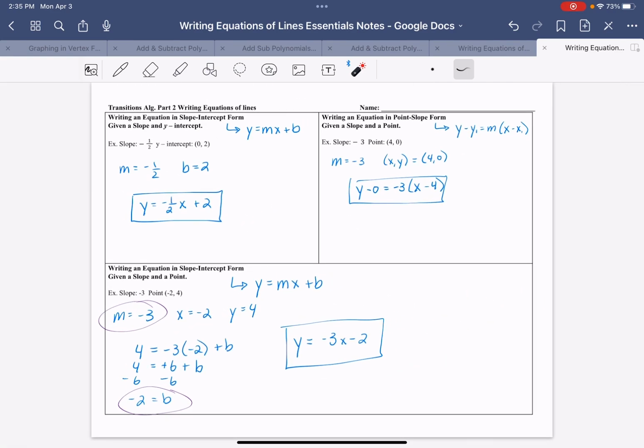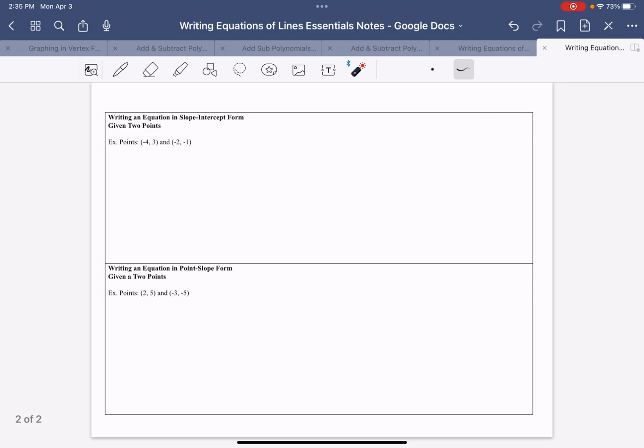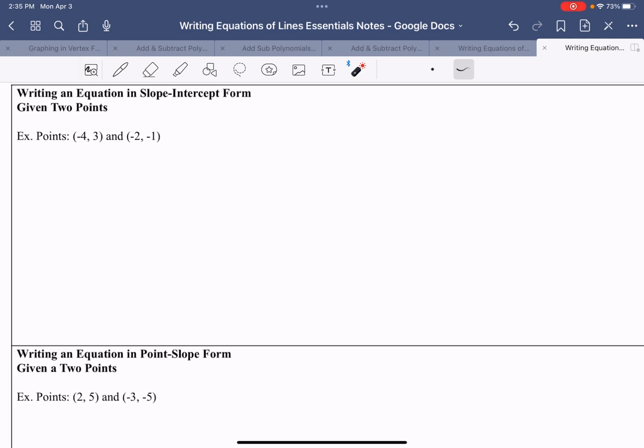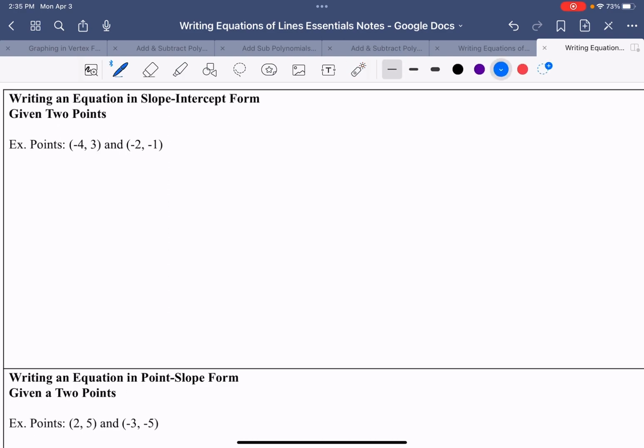All right, flip your page over. We've got now writing an equation in slope-intercept form given 2 points. Here is where you know the equation for finding slope. First of all, slope-intercept form, we're still doing slope-intercept, okay? Our slope is the equation y2 minus y1. Oops.